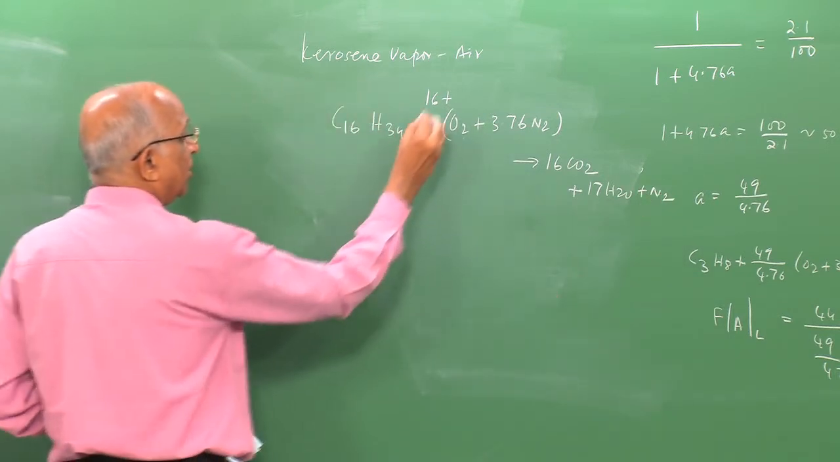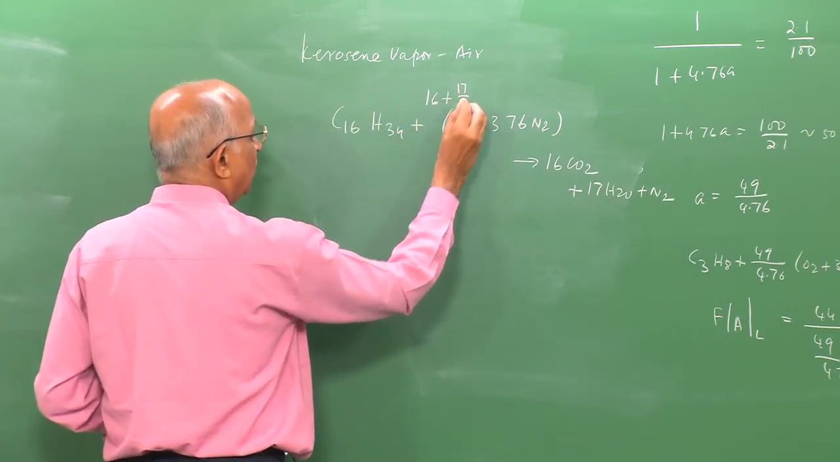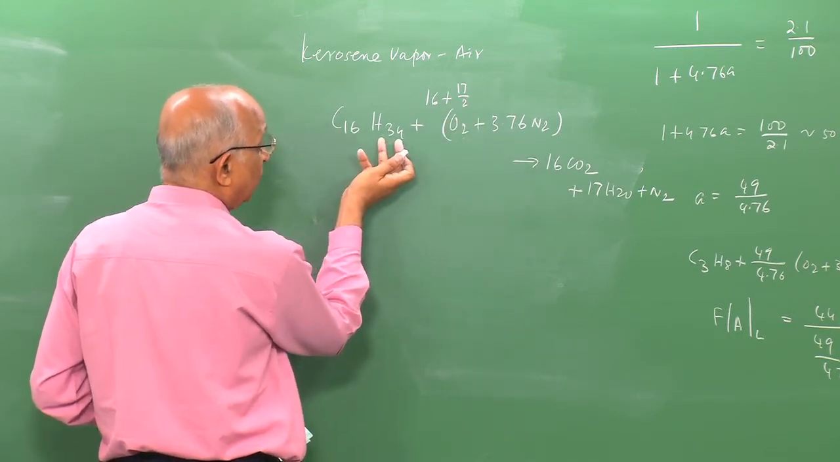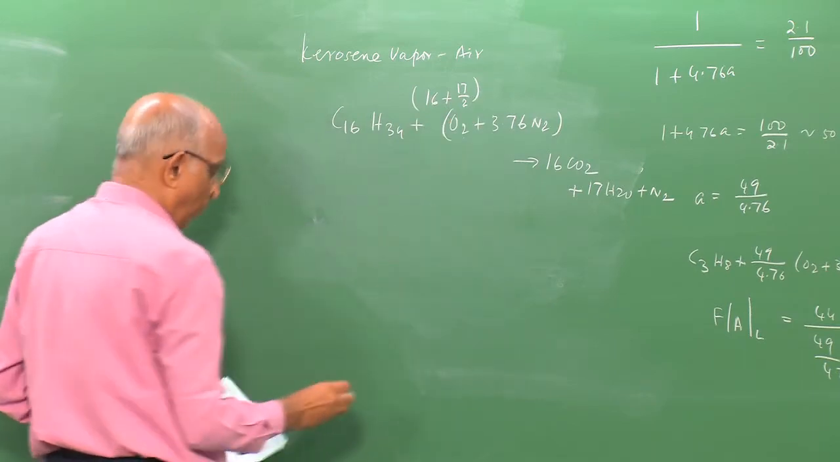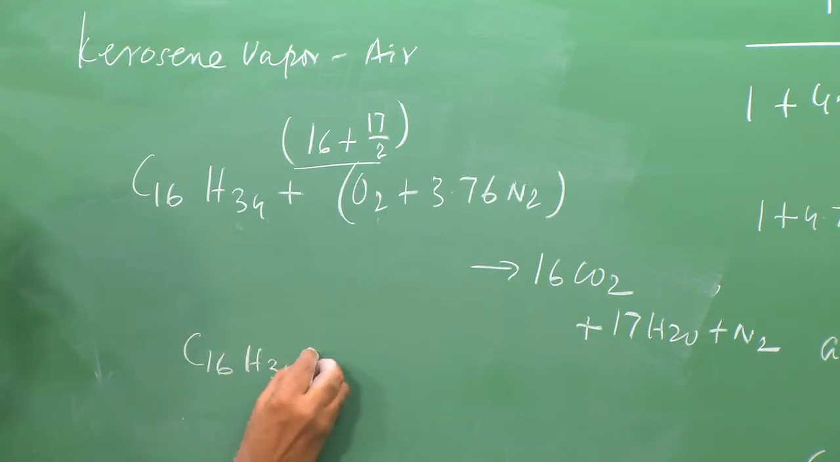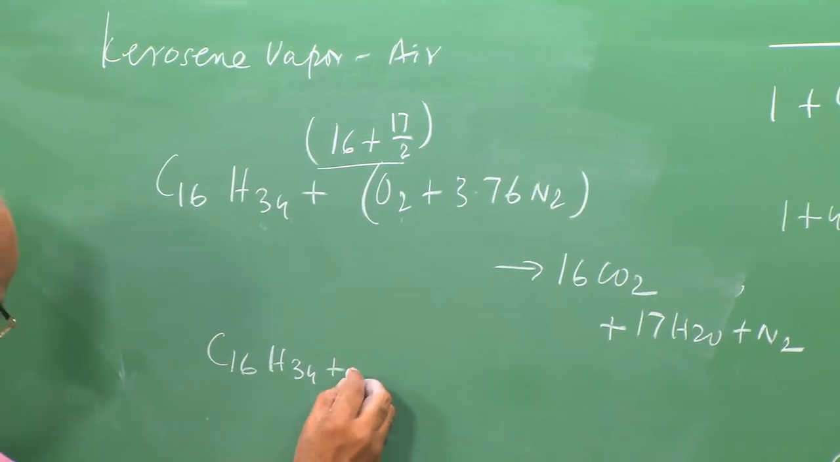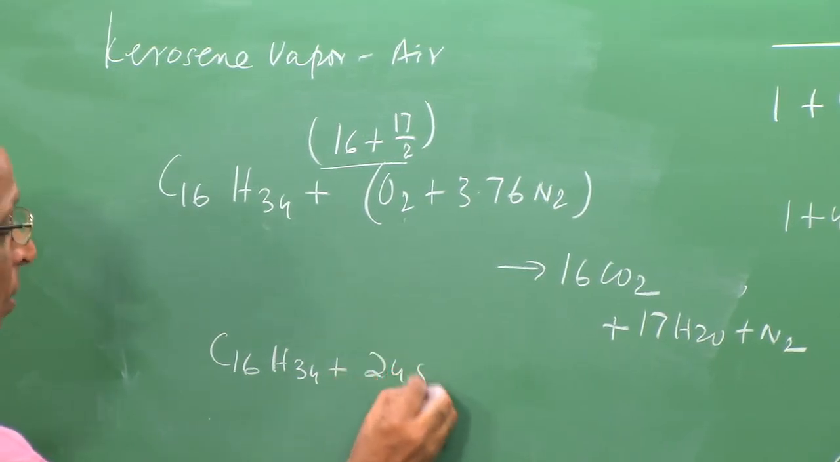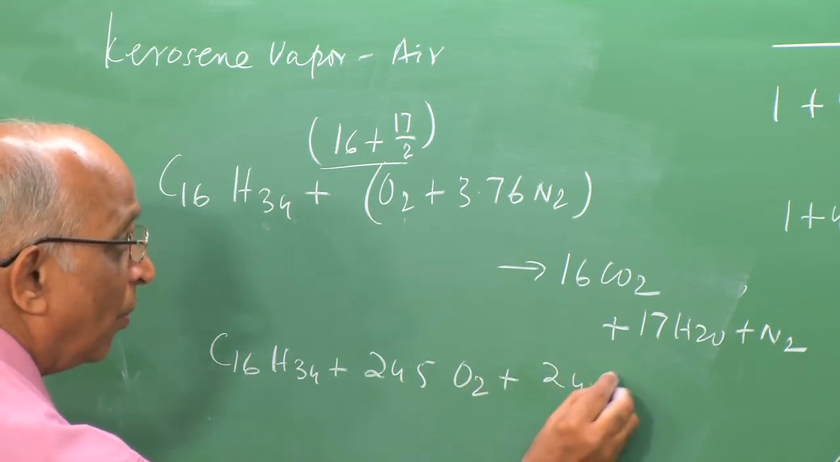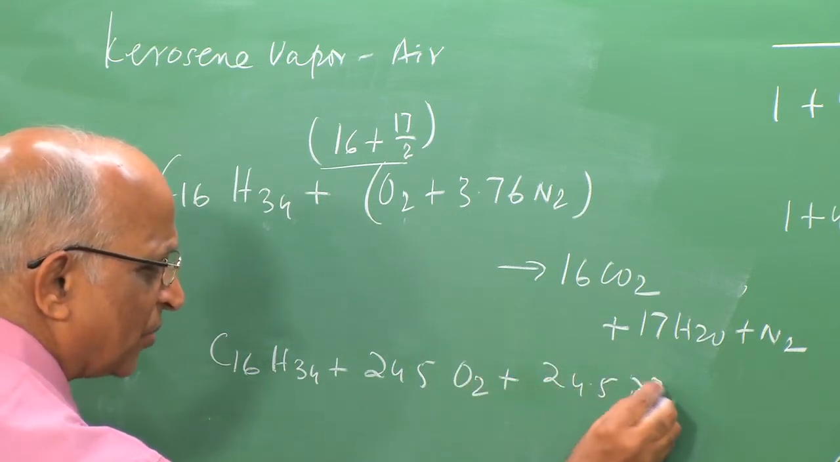Therefore, I have 16 plus 17 by 2 for the hydrogen over here. This is the total moles of oxygen which is available, and this comes out to be 24.5. That is, C16H34 plus 24.5 of oxygen plus 24.5 into 3.76 of nitrogen.